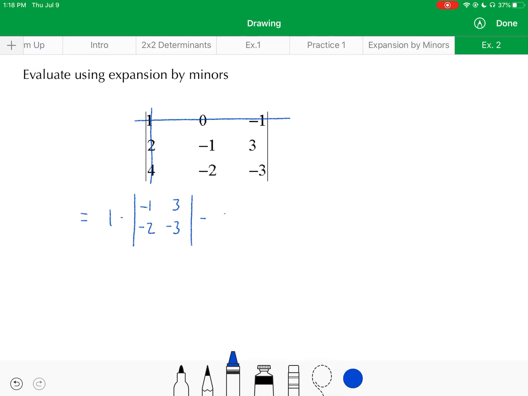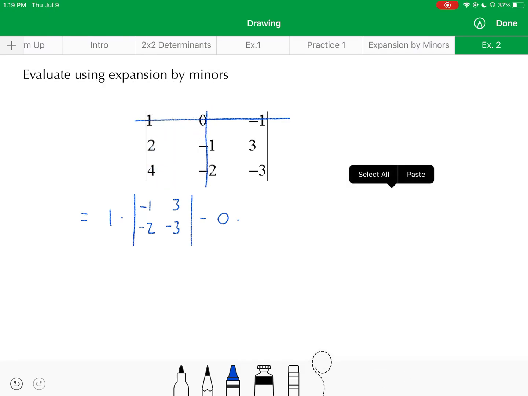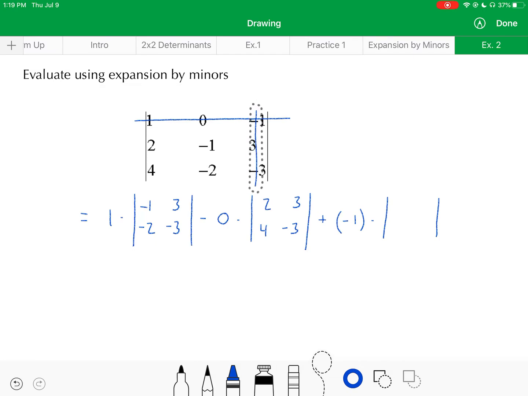And I'll take the first row, second column element, which is 0, and multiply it by its minor. So get rid of the first row and the middle column there, and that leaves you with 2, 3, 4, -3. Follow that up with a plus sign, and then your first row, third column element, which is -1, multiplied by its minor, which would be deleting the first row and the third column, leaving you with 2, -1, 4, -2.